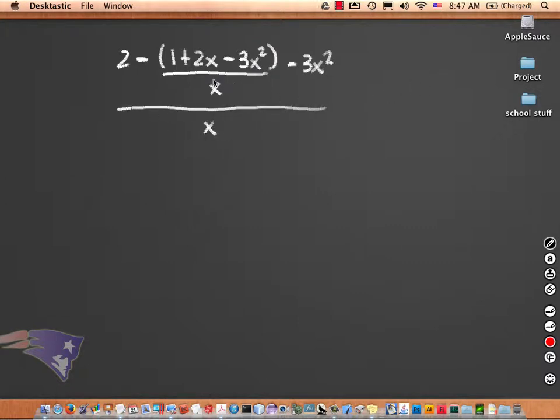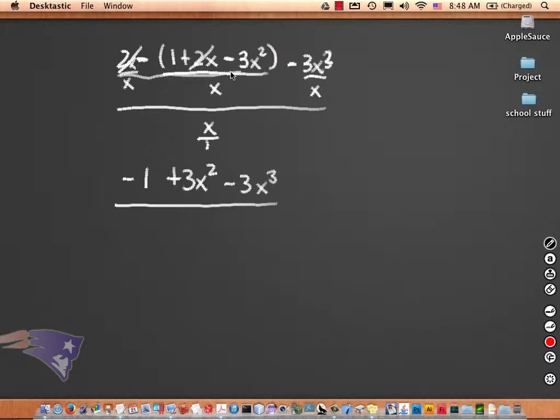Okay, so what we do, McKenna, is we play a common denominator game. So I make this 2x over x, 3x cubed over x. And now I've got a common denominator in the top. So now, 2x minus 1 minus 2x, so do you see that this goes with this? And now I have negative 1, plus 3x squared, minus 3x cubed, all over, and do you see that this becomes x squared down here? Yes. Which is what we had before.